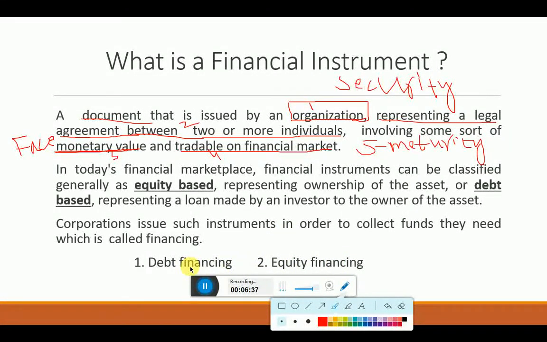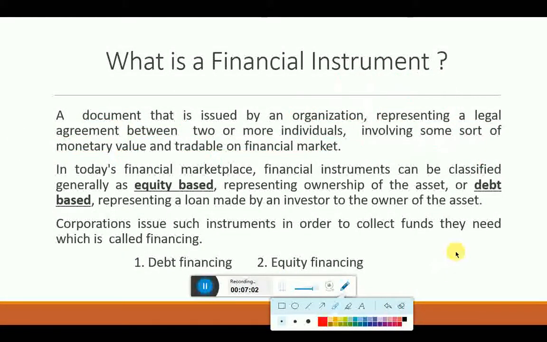So debt financing is issuance of debt-based financial securities by the organization in order to collect funds, and equity financing is the issuance of equity-based financial securities or instruments by the organization in order to collect funds to fulfill their shortcomings or deficits. Okay, so that's about the financial instrument.